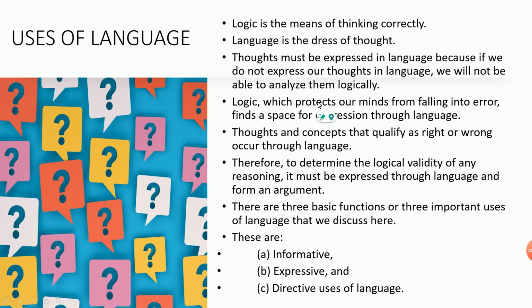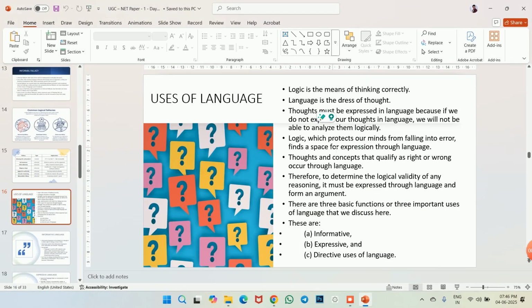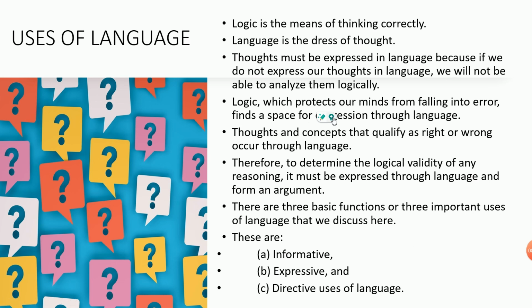So logic, which protects our minds from falling into error, finds a space in our expression through language. Thoughts and concepts that qualify as right or wrong occur through language. We know that anything we say, even right now in this class, I might say something correctly or I might say something wrongly.